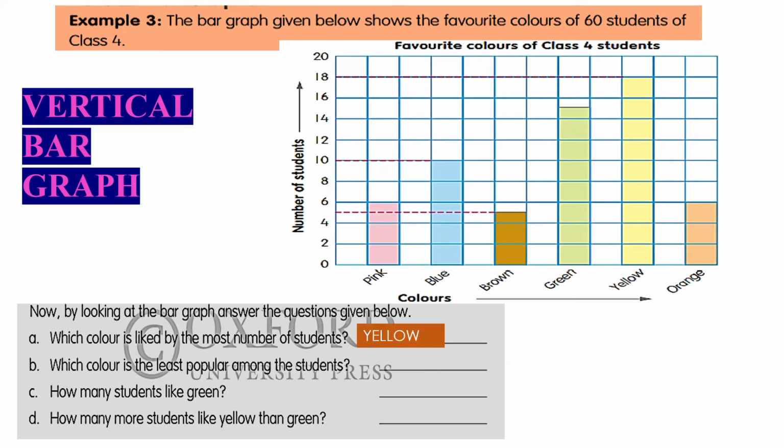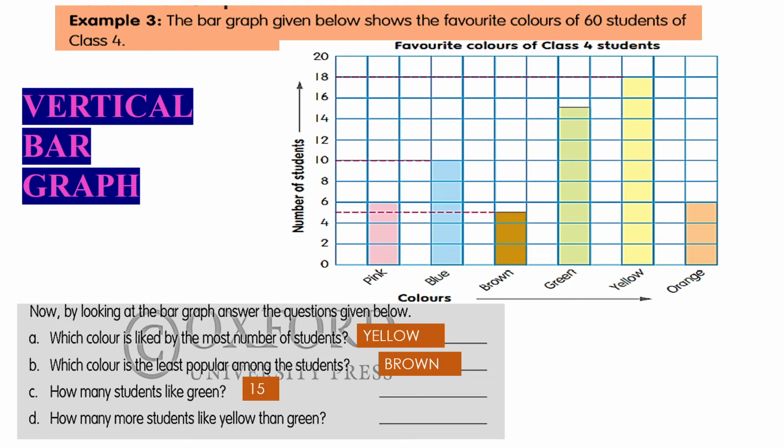Which color is the least popular among the students? When you look at this bar graph, you can say that brown, which only 5 students liked, is the least. How many students like green? It is in the middle of 16 and 14, so it is 15. So 15 students liked green.